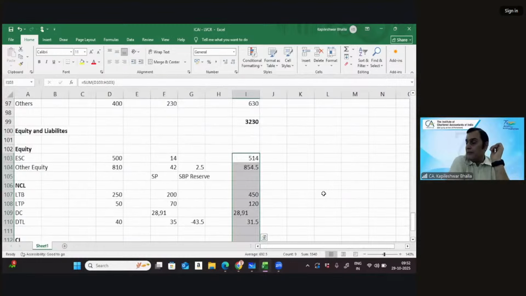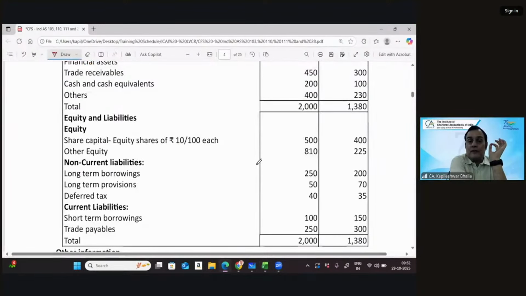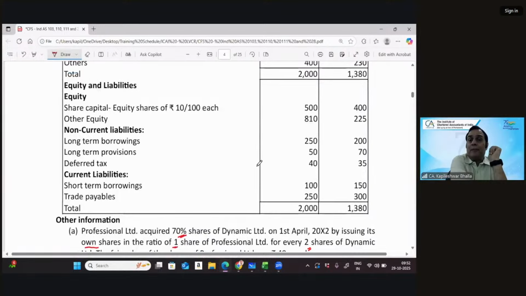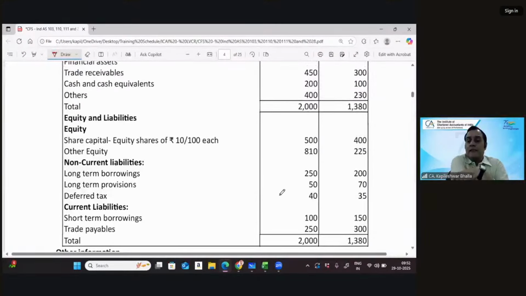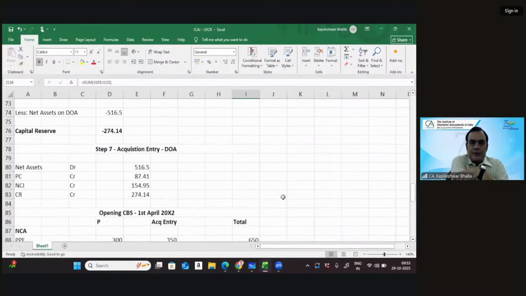I think, did we miss out any portion in this? I think something which I missed in this entry. But anyway, I think the concept is correct. I think I missed out some calculation here and there, because basically the balance sheet which is given in the question, we just need to incorporate the acquisition entry in that case. So anything which I missed out in the acquisition entry, I guess.